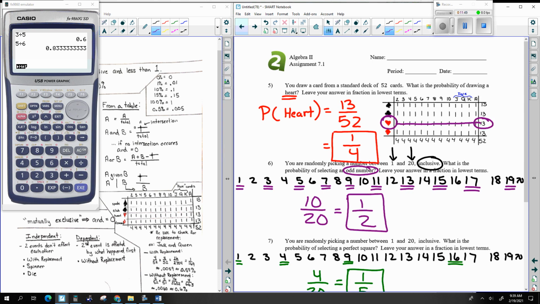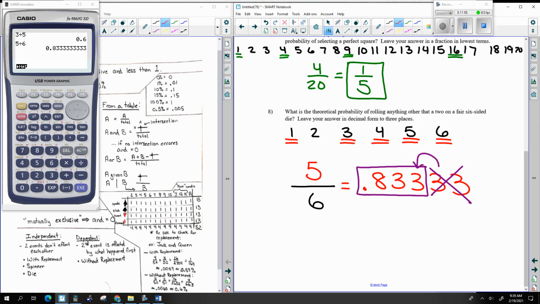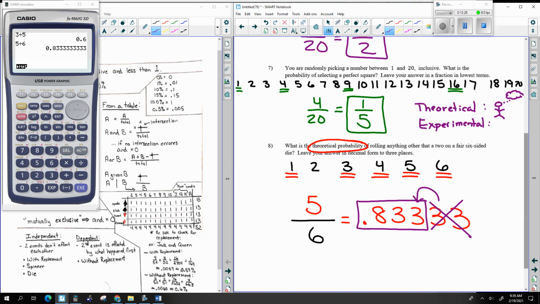Oh, shoot, before I move on. A lot of you are probably really concerned about this quote-unquote theoretical probability. There's 2 different types of probabilities. There's theoretical, and then there's experimental. A theoretical probability is just pure thought. So without really doing anything, what do you think the probability would be?